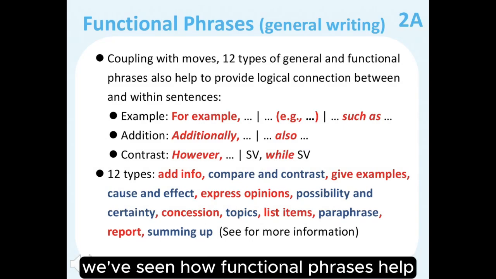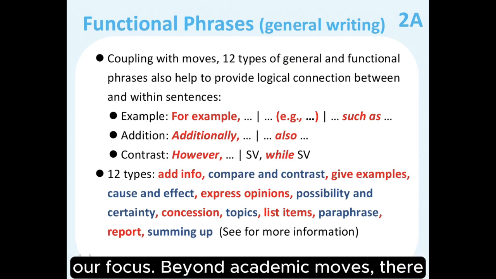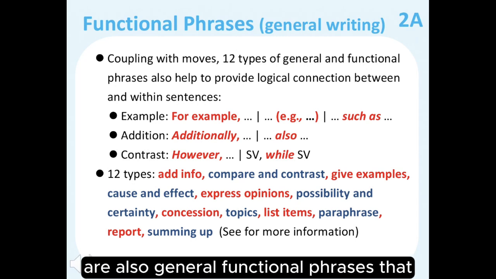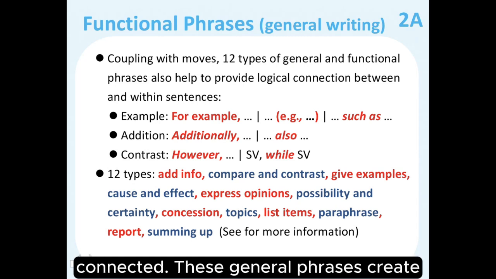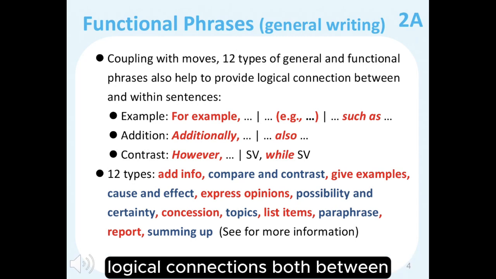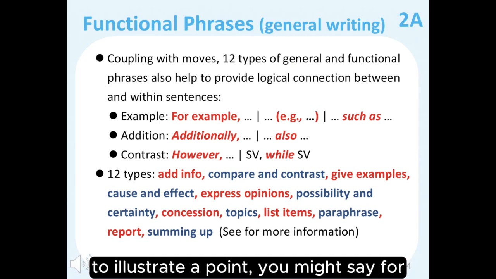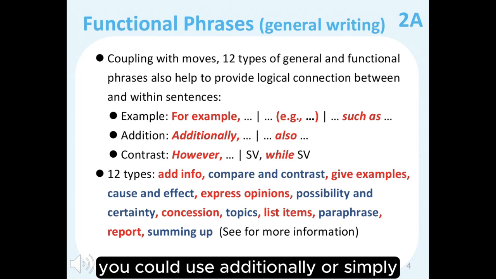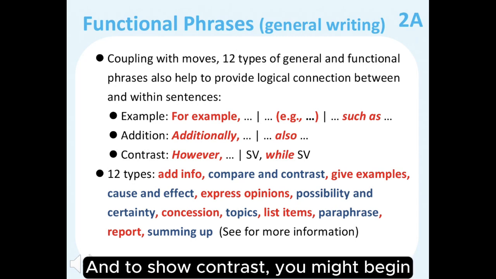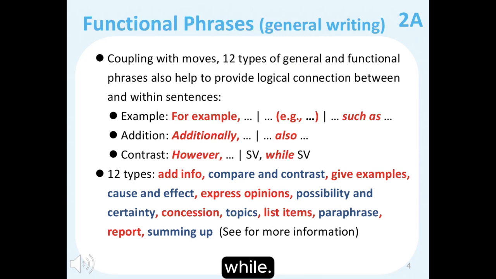Now that we've seen how functional phrases help structure academic writing, let's expand our focus. Beyond academic moves, there are also general functional phrases that make your writing clearer and more connected. These general phrases create logical connections both between sentences and within them. For example, to illustrate a point, you might say, "for example," or "such as." To add information, you could use "additionally," or simply "also." And to show contrast, you might begin with "however," or connect ideas with "while."